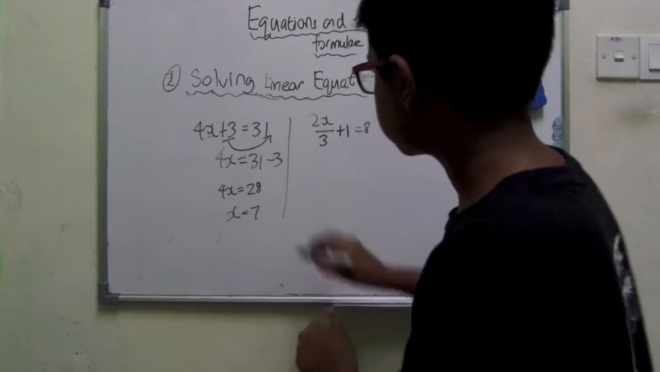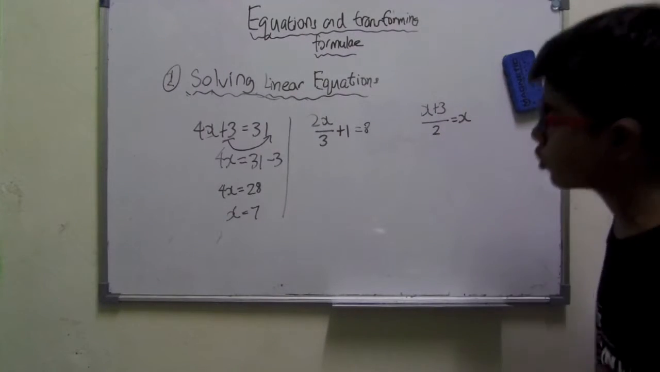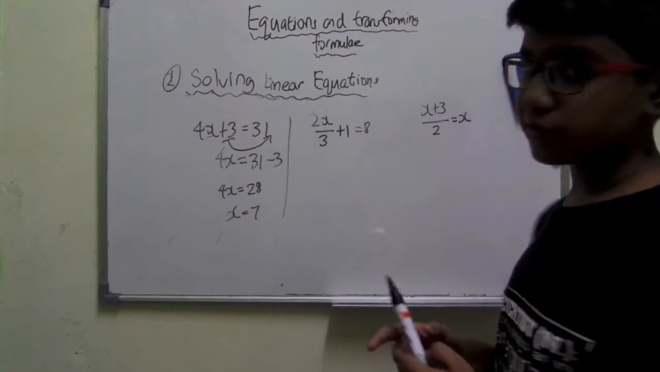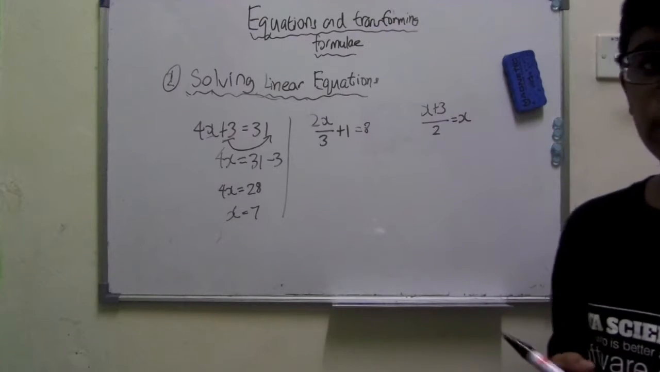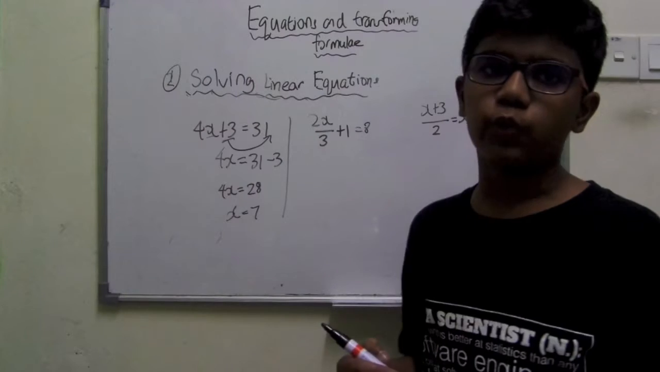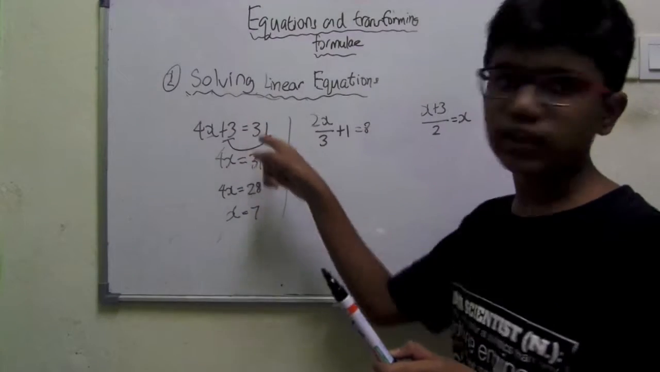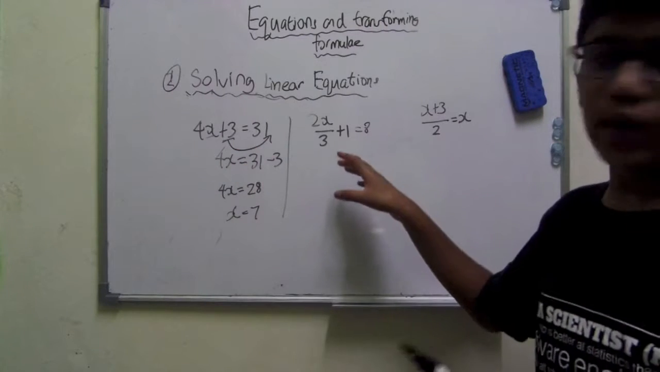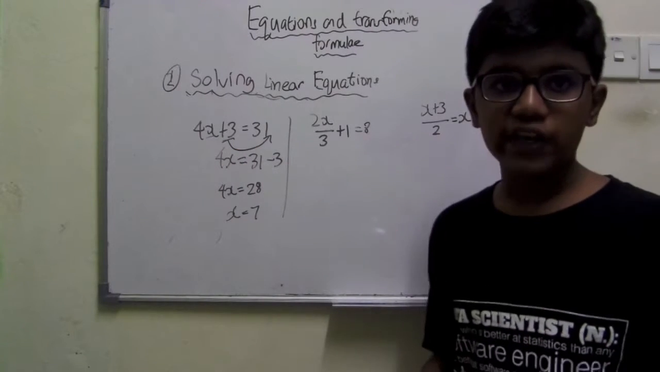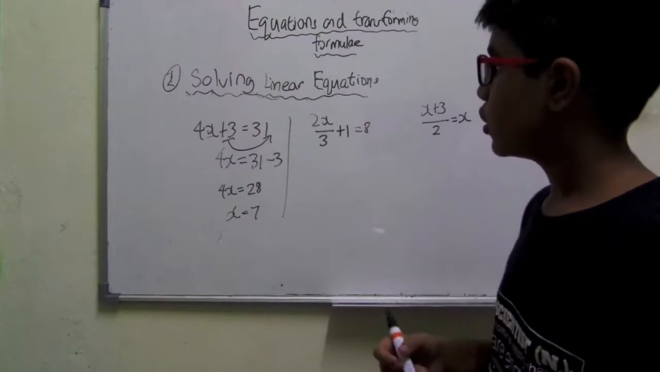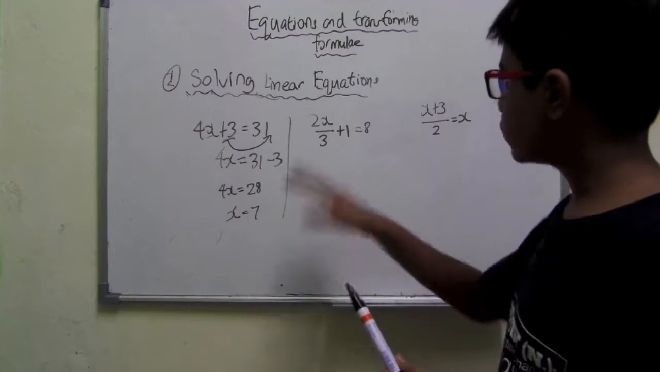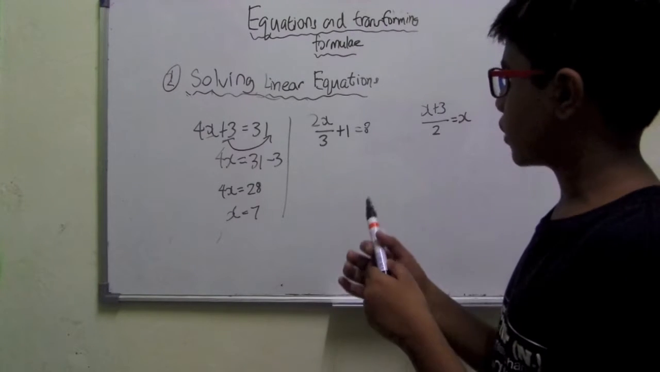Let's move on. This is slightly more complicated because it has a fraction. And when you have a fraction in a linear equation, it can cause problems because you can't just reverse it easily and do this sort of process. You have to get rid of the fraction. And in order to get rid of that fraction, you have to multiply all sides, like every variable, by 3.